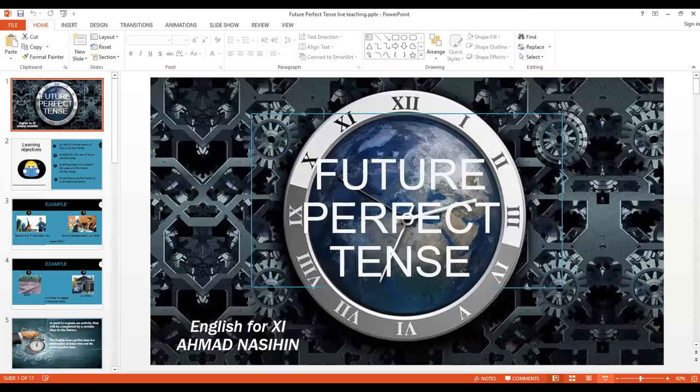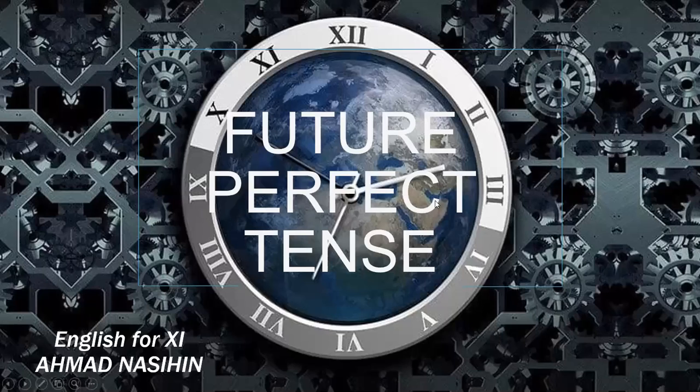Right, so today our topic is about future perfect tense. We will be talking about future perfect tense. We studied already about perfect tense. First is present perfect tense and past perfect tense, and then the last is future perfect tense.